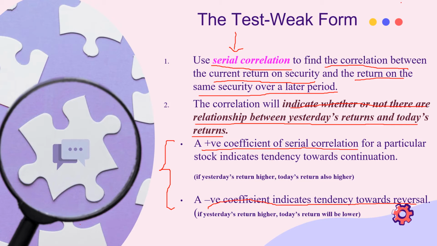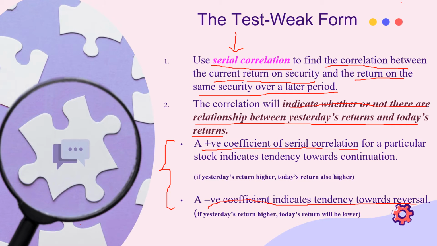Apa maksud dia positive coefficient of serial correlation? Okay, positive coefficient of serial correlation maksudnya adalah bila nilai of share tu untuk semalam naik, hari ni naik, esok pun naik. So, itu adalah positive coefficient of serial correlation.